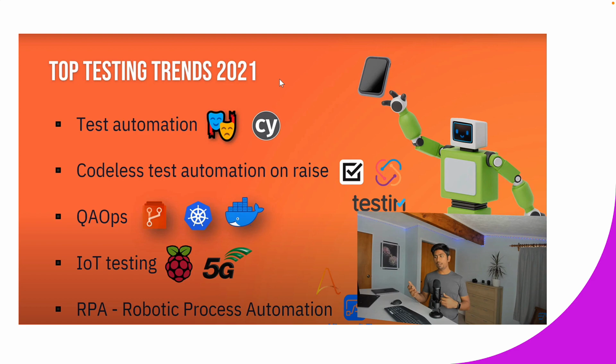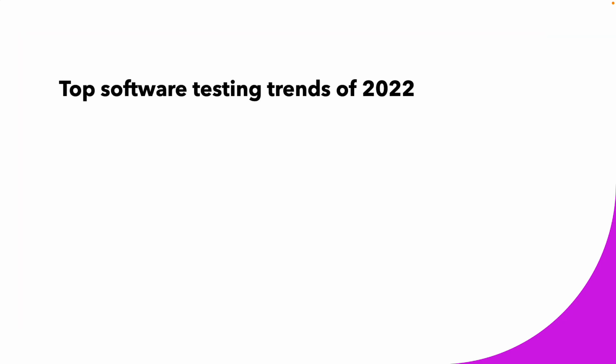And IoT testing as well as RPA still keep on rising. At least this is going to be the trend of this year as well, and it is going to keep rising this year as well. But the top software testing trends of 2022 are going to be something like this.